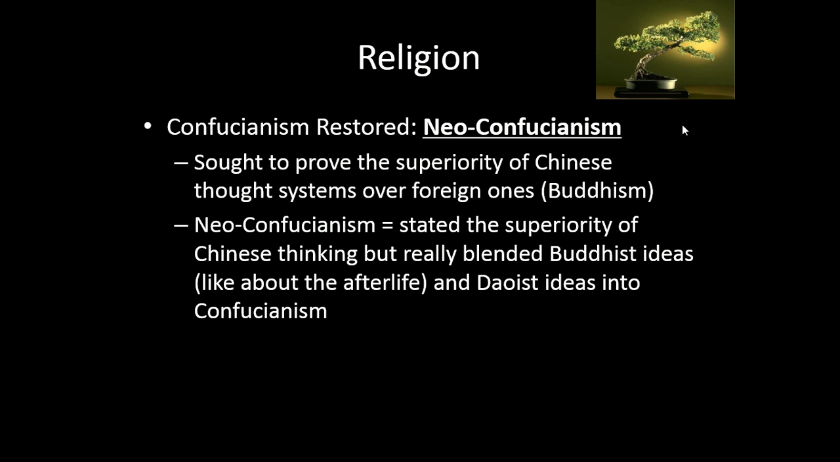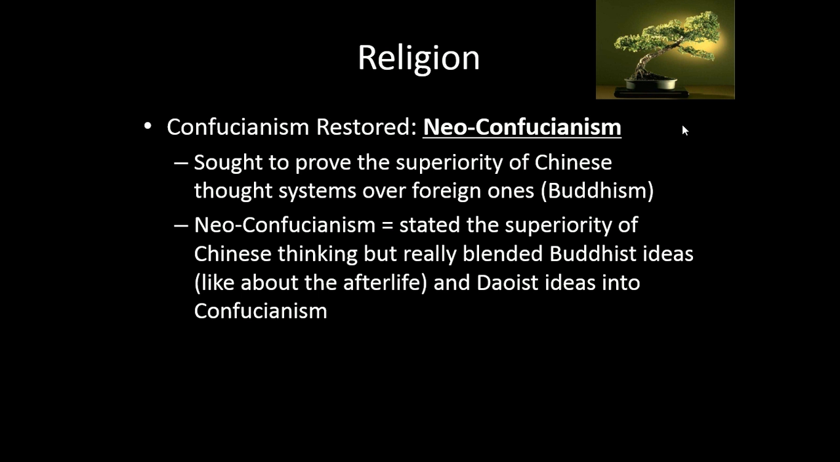Alright, religion is a big deal in the Song Dynasty. Confucianism is fully restored to its previous position of authority and prominence, and you get a new type of Confucianism called Neo-Confucianism, amazingly named. And the goal of Neo-Confucianism is to promote and secure the superiority of Confucianism as a Chinese thought system over any other foreign system, especially Buddhism. And they do this in a really tricky way.